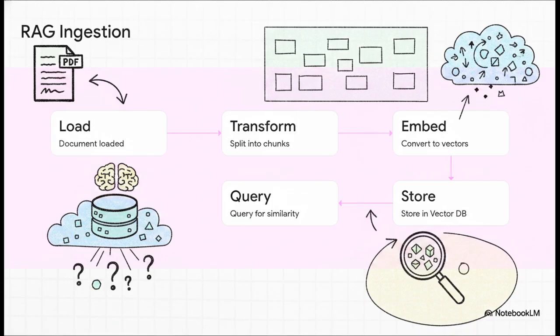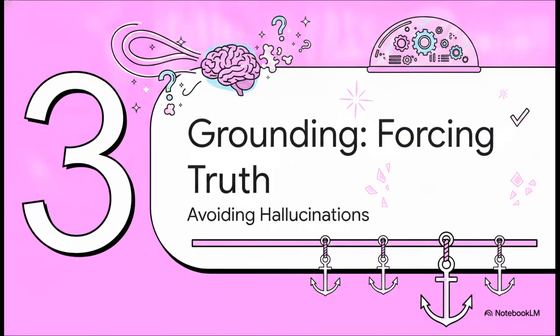The LLM isn't the sole source of truth anymore, it's now a brilliant reasoning layer operating strictly on top of this highly relevant, freshly retrieved data. Moving right along to section 3, grounding, forcing the truth.